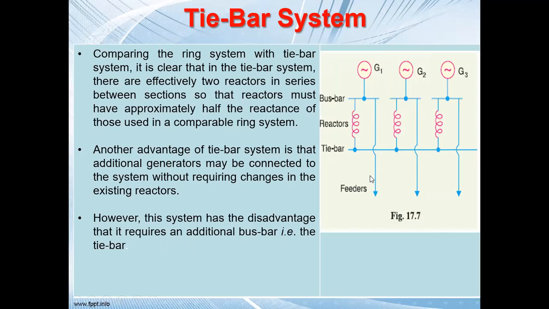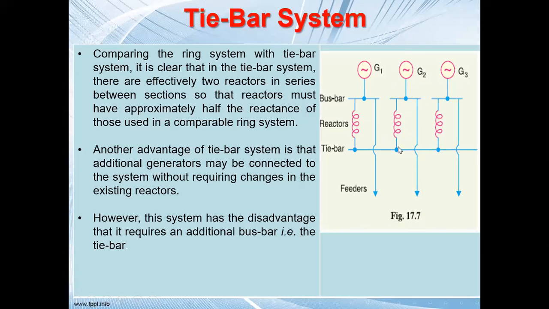So there is a fault on one of the feeders. Okay, any feeder. Let us say the middle one, this feeder. So there is a fault on the feeder. What will happen? There is a fault on the main bus bar also. This main bus bar will be disconnected and it will be connected with the tie bar.